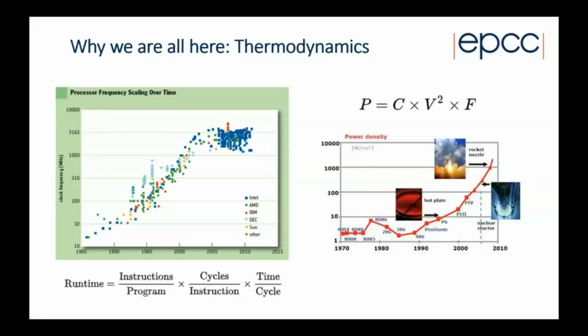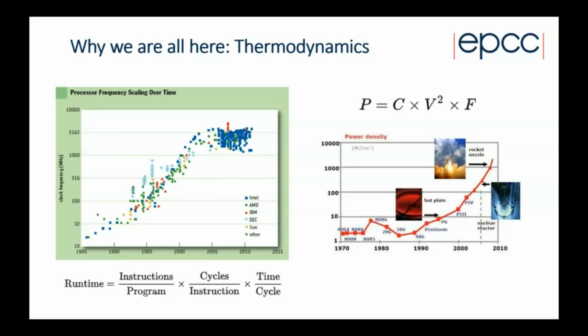So if we increase clock frequency, we reduce the amount of time per cycle, and that has an impact on our runtime. So that is this, in this plot on the left, this frequency going up between about 1985 all the way up to 2005-ish. This was the single core era, clock frequency increased, and then it kind of stopped, and we've hit this multi-core era. Why did it stop?